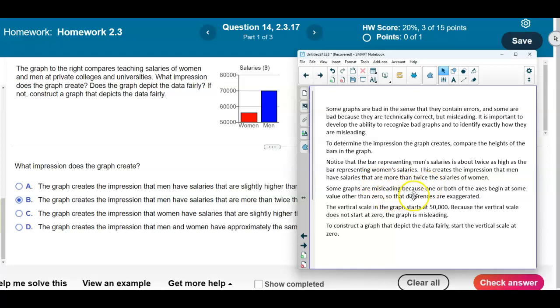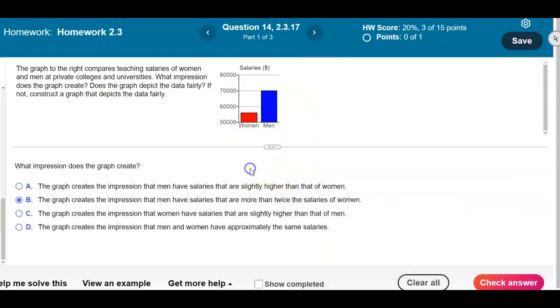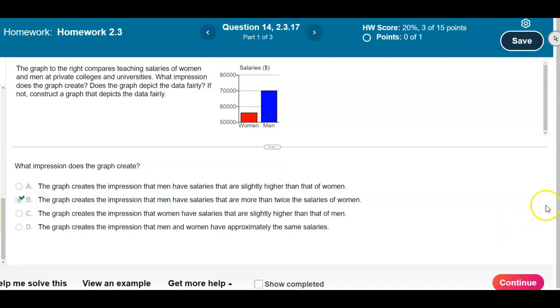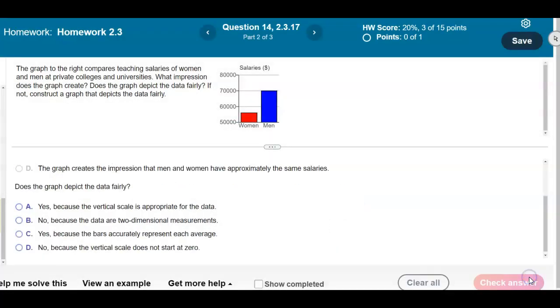So some graphs are misleading because one or both of the axes begin at some value other than 0, so that differences are exaggerated. So let's go ahead and check our answer, and that works. So now the next question, when we hit continue, says, does the graph depict the data fairly?